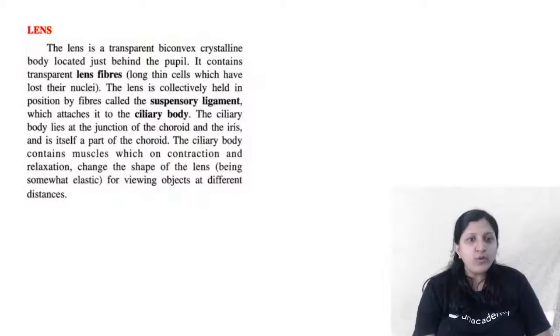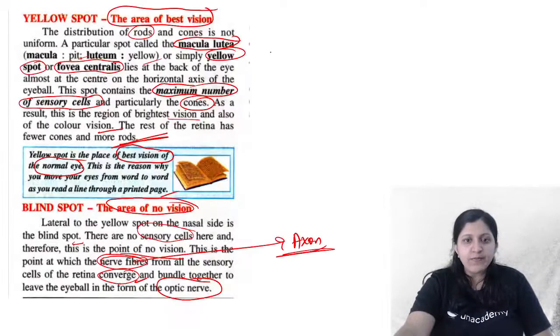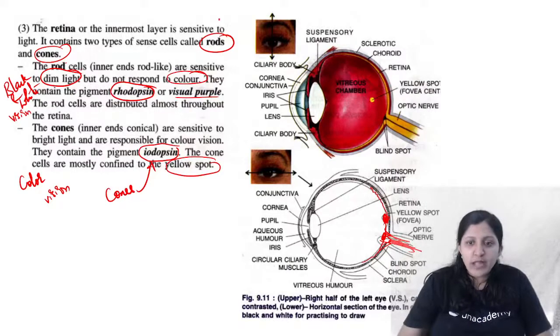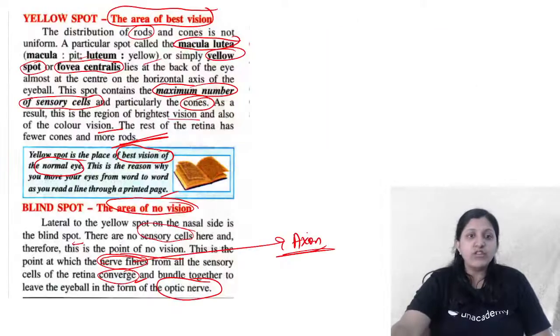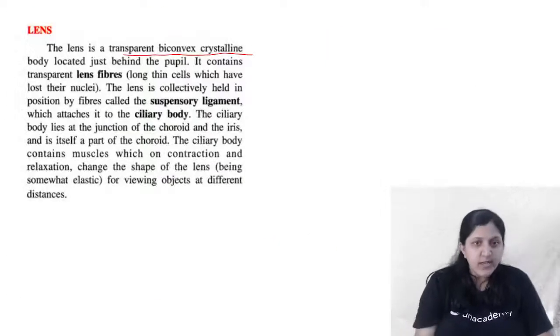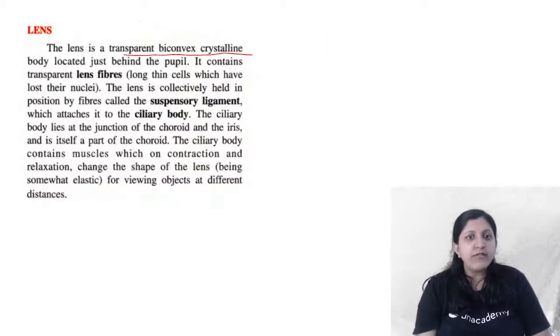Now moving on to the lens part. The lens is a transparent biconvex crystalline body. You can see the lens here, and it is biconvex. You will find this biconvex structure. Again, you need to know the locations with respect to the lens. It is a transparent biconvex crystalline body that is located just behind the pupil.